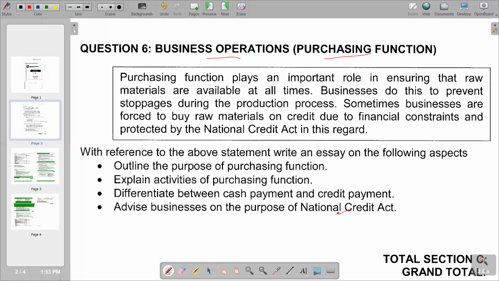We know that the purchasing function is the division of a company that is responsible for acquiring the goods and services the business requires to operate. So basically, that's the description of the purchasing function. It is responsible for acquiring the goods and services that are needed in that business. Now the first part deals with the purpose of the purchasing function. Why do we have the purchasing function?